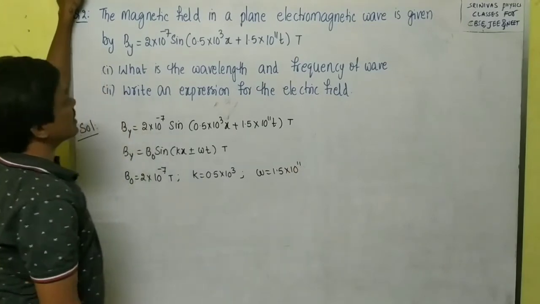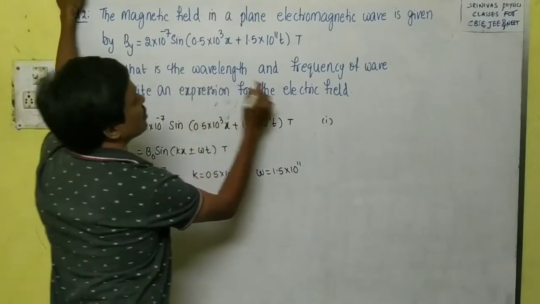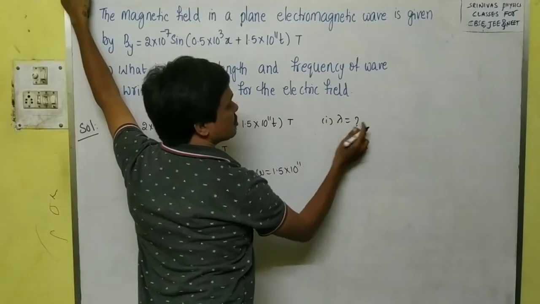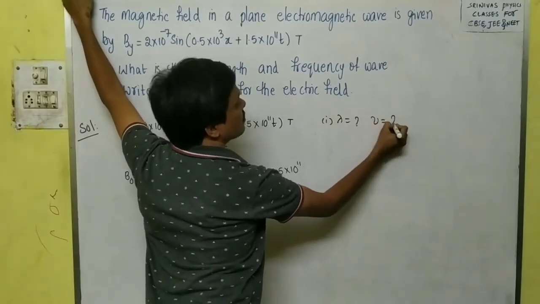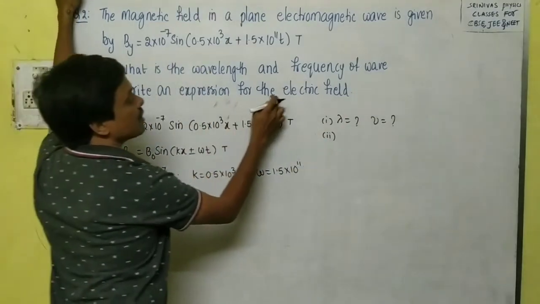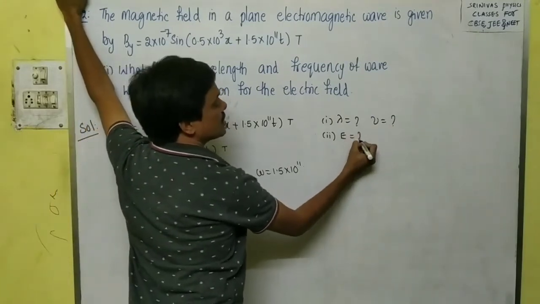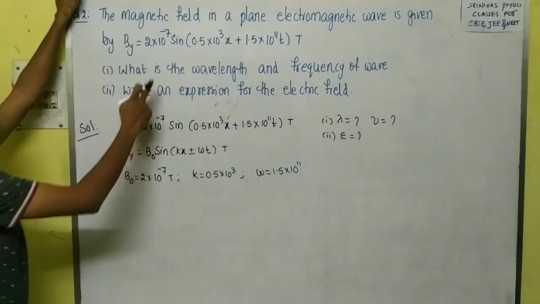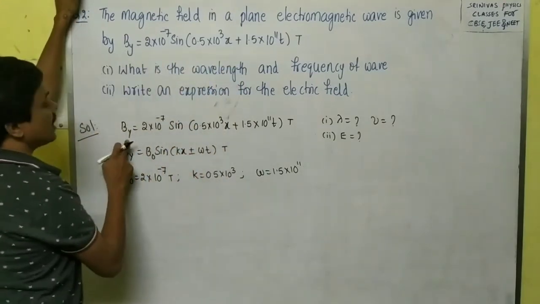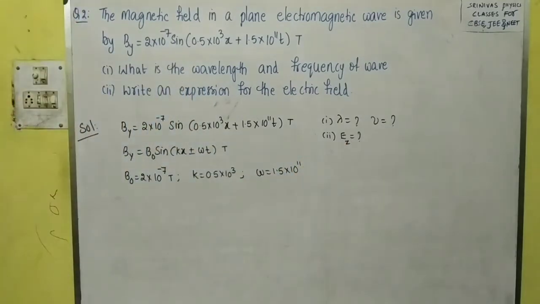In the first question, they are asking us to find the wavelength, lambda, and also the frequency. The second question asks us to write the expression for the electric field, its direction, and the electric field equation. This wave is going along the positive x-axis. That means the magnetic field along the y-axis means the electric field is along the z-axis. Simply, we have to find the electric field magnitude.